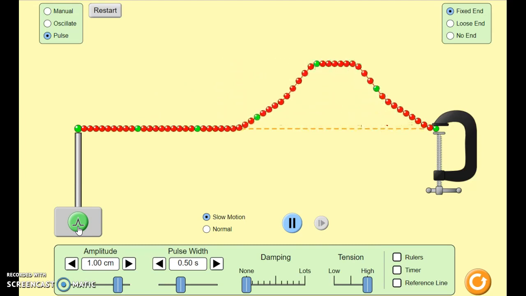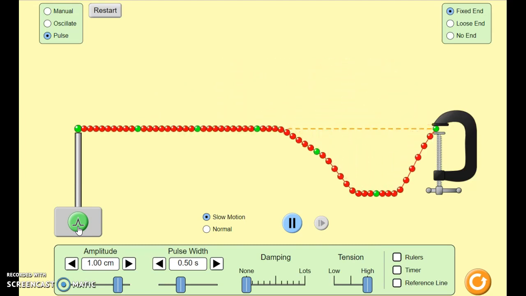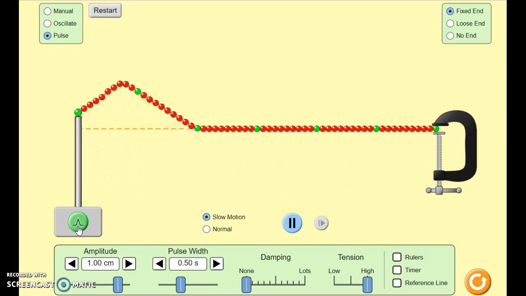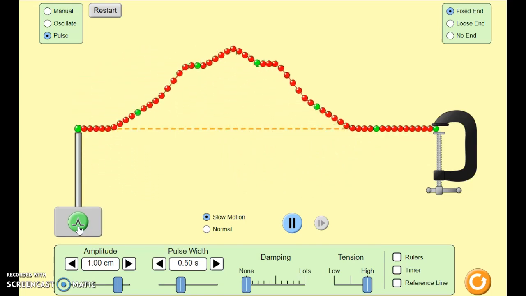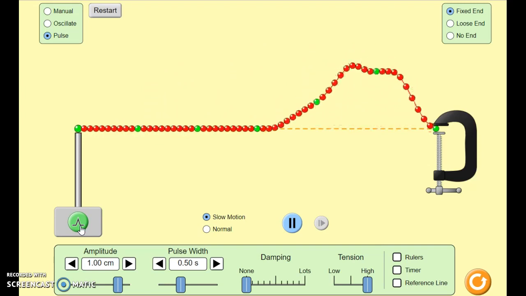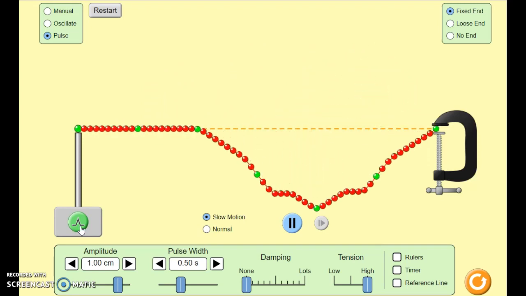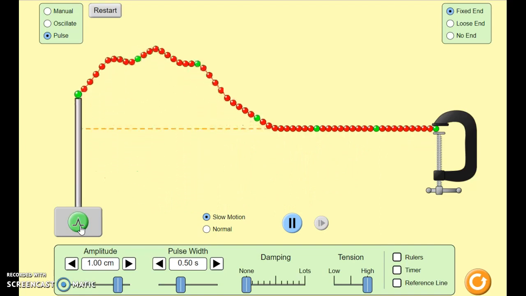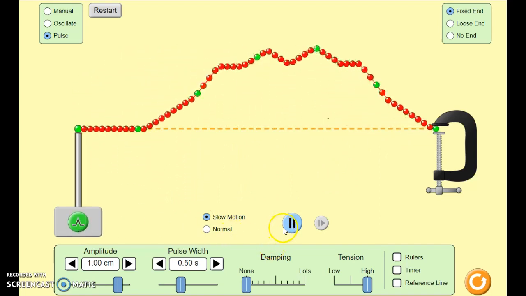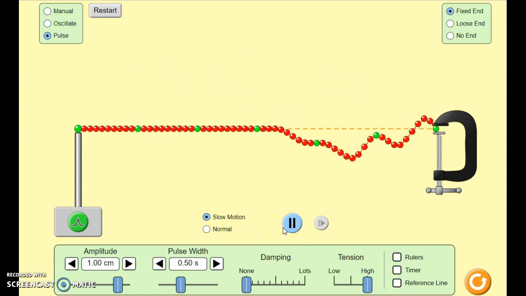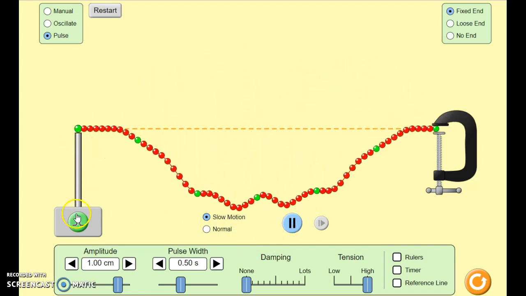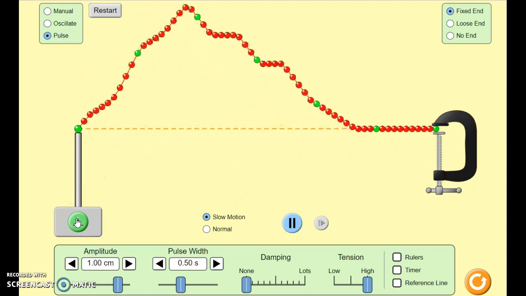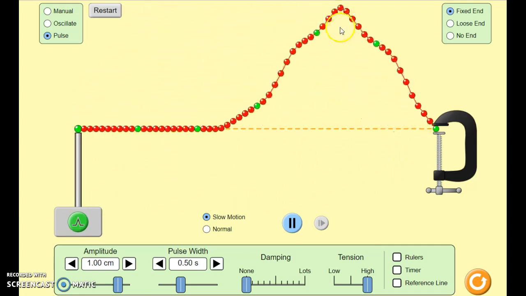Well, that made it wider. Let me see if I can make it taller. No, it's just 3 times as wide. Okay, so you can see that when I pulse it, it just sort of keeps adding to the height of the wave there. There, I did it.